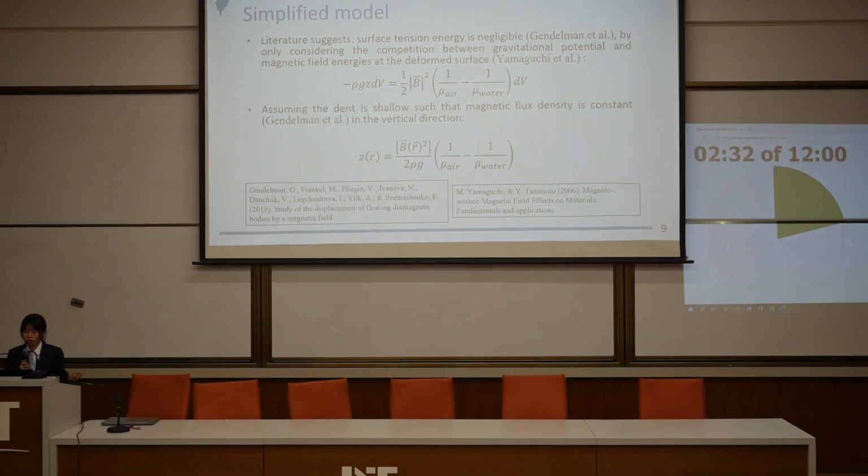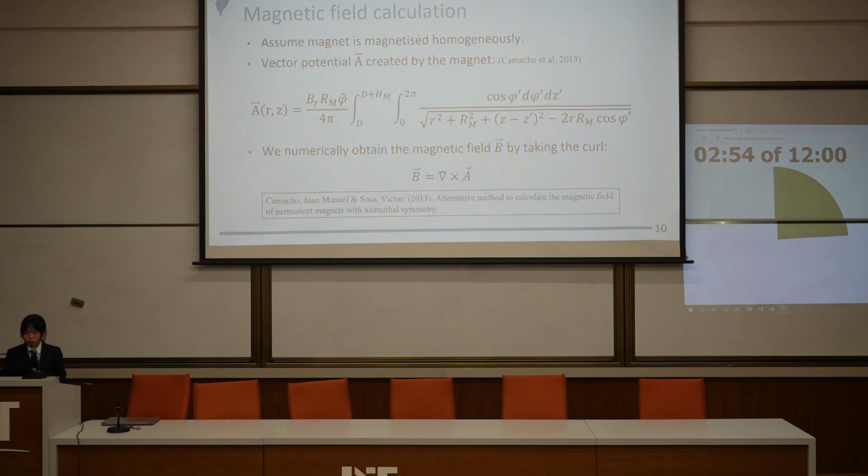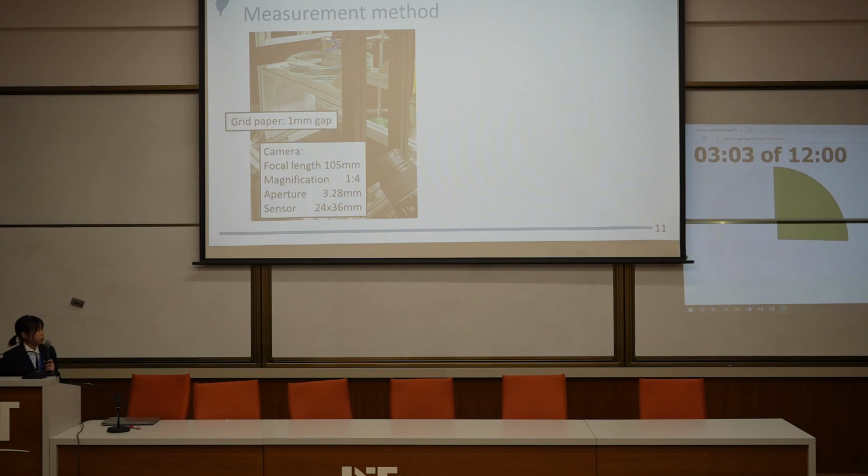We look at the two other energies at a point on the deformed surface, and their competition gives us this equation. Assuming that the magnetic field doesn't differ much vertically over the shallow dent, we can arrange to get the simplified expression of the depth z of the dent and also the radial distance r. This is the model we use to predict the magnetic field, and the assumption is that the magnet is homogeneously magnetized.